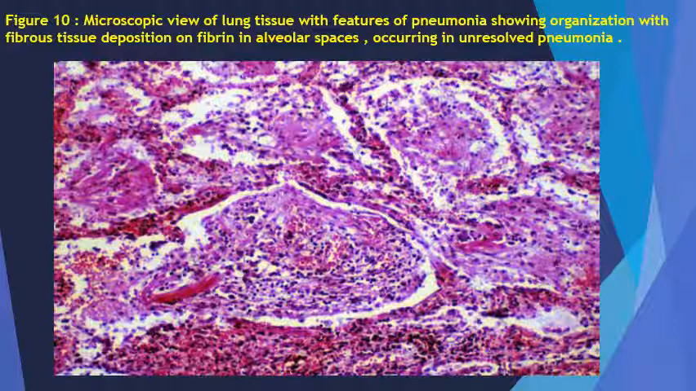In this microscopic view of lung tissue, the feature of pneumonia shows organization of the fibrin into fibrous tissue, with fibrous tissue deposition in the alveolar spaces. This occurs in unresolved pneumonia. Unresolved pneumonia can occur for any reason. It might be because the patient did not have proper antibiotics for the period of time they should be given, or because of an immunocompromised patient or an elderly patient. Many causes contribute to the development of unresolving pneumonia.